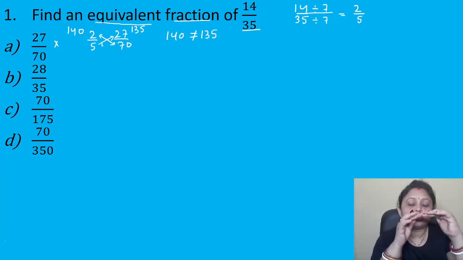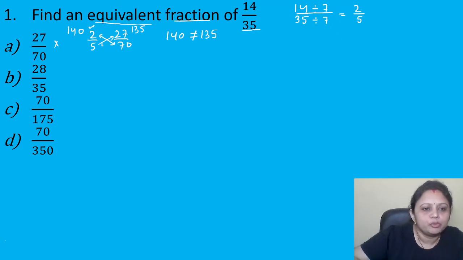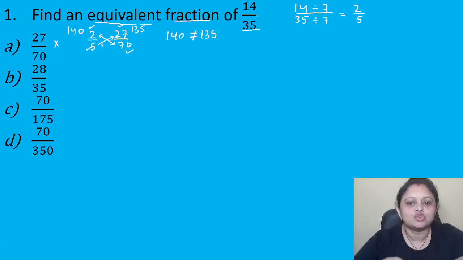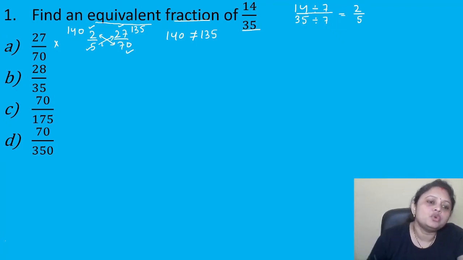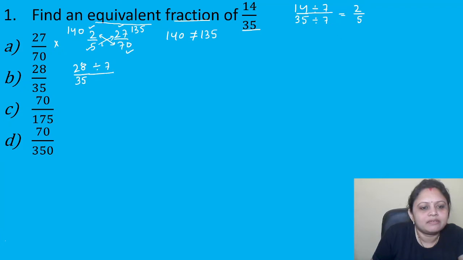Got it? We have to multiply by crisscrossing the numbers: numerator of this fraction with denominator of the other fraction, and numerator of the other with denominator of this fraction. Coming to the second option, that is 28 by 35. The HCF of 28 and 35 is 7. So 28 divided by 7 and 35 divided by 7, so it will be 4 by 5.